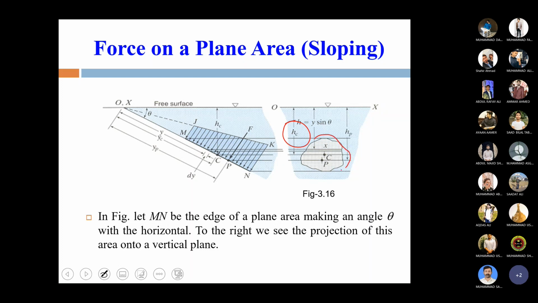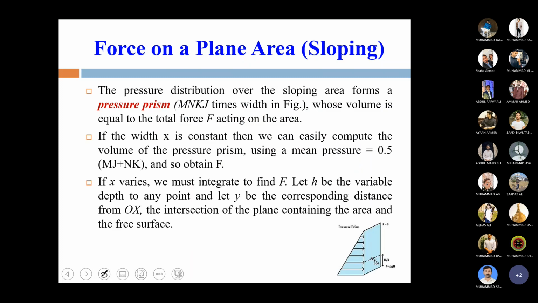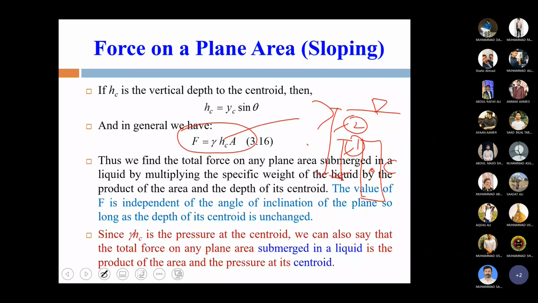Say if we have a body and its centroid is the point here, the h_c would be from the water top surface. Okay, just remember this point. That h_c is the water depth from the top water surface to the centroid of the body. And there is no point of center of pressure as long as we are calculating the force.